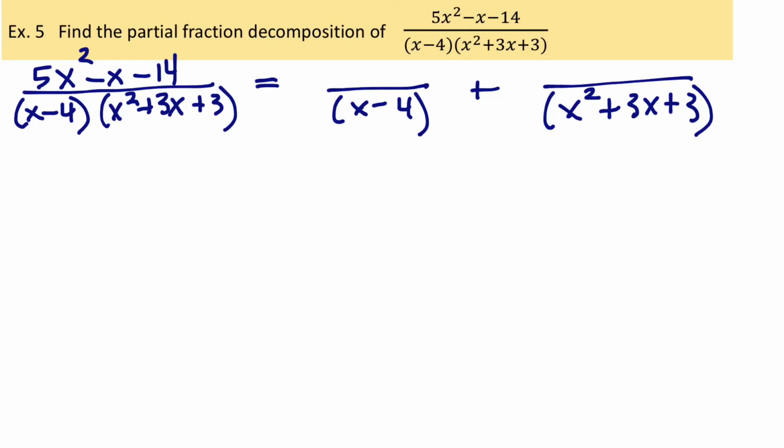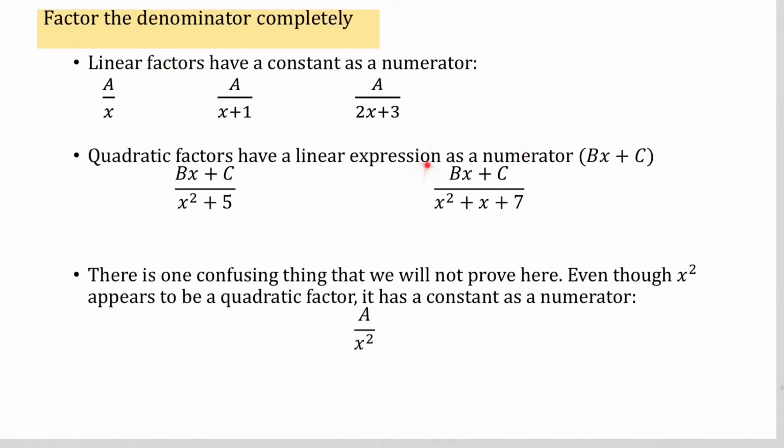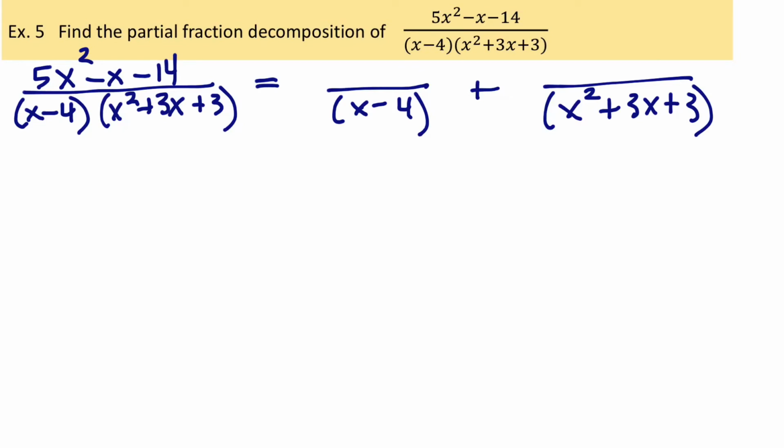Now we have to decide what our numerators are going to look like. Let's go back to the slide where I talked about the form of an irreducible quadratic factor in the numerator. So here, it's this case here, where if you have an irreducible quadratic factor similar to this, you've got a linear expression bx plus c in your numerator. So for the linear factor x minus 4, we just have a constant. And then for the irreducible quadratic factor, we have a linear expression bx plus c. So we have 3 unknowns that we need to solve for in this problem.